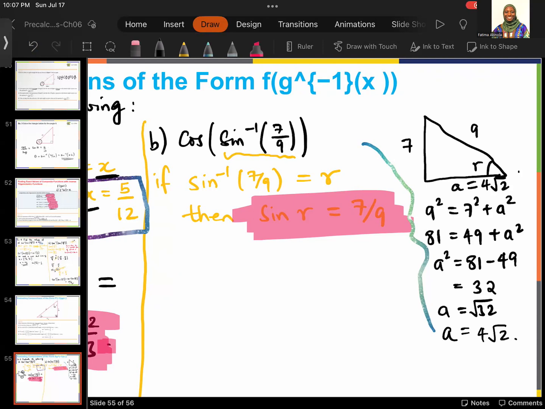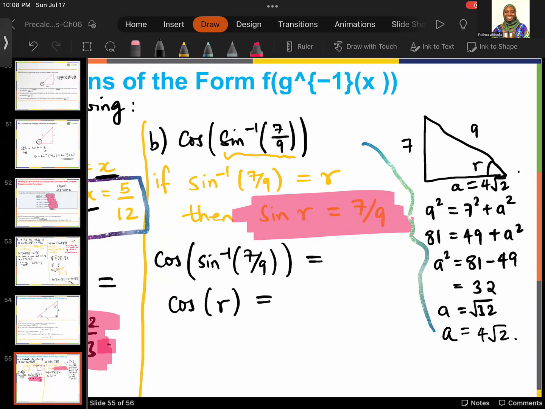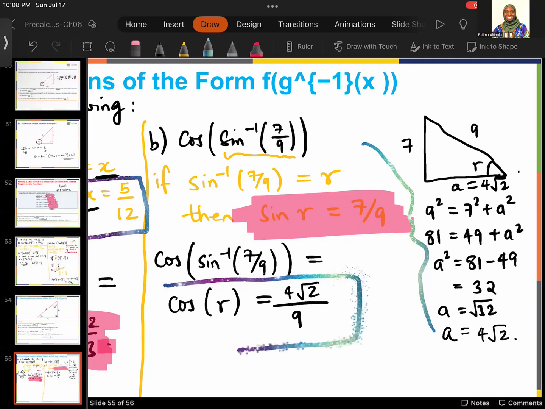So again, sine of r was 7 over 9. And so cosine of sine inverse of 7 over 9, which I have called cosine of r, from my right angle triangle, cosine is adjacent 4 root 2 over hypotenuse 9. And that is it. We are done. That's the evaluation, and that's the final answer.